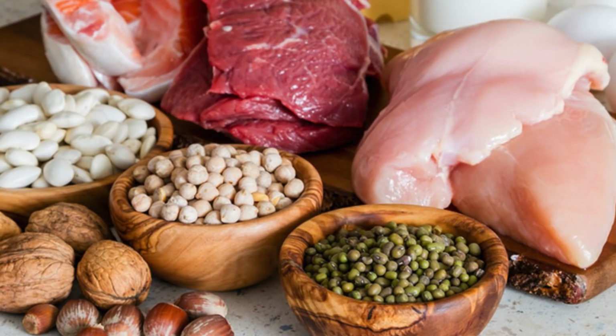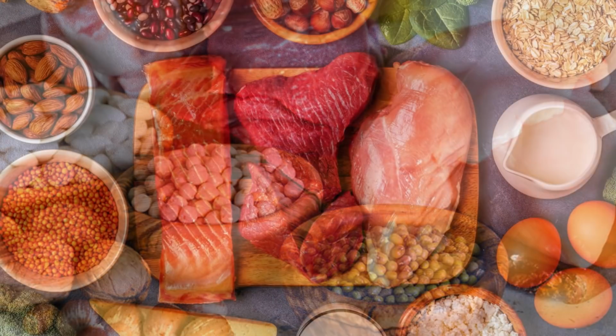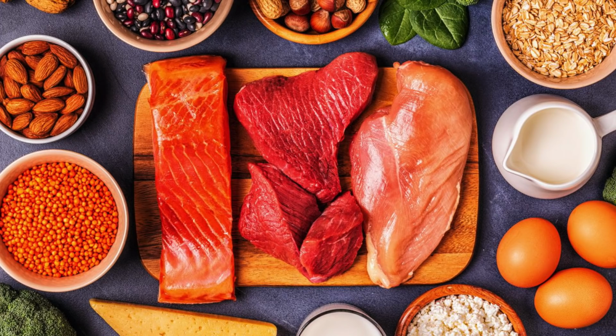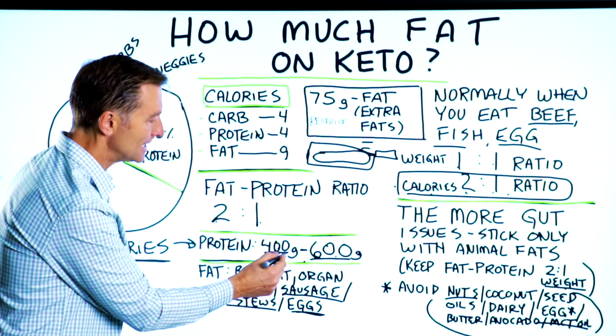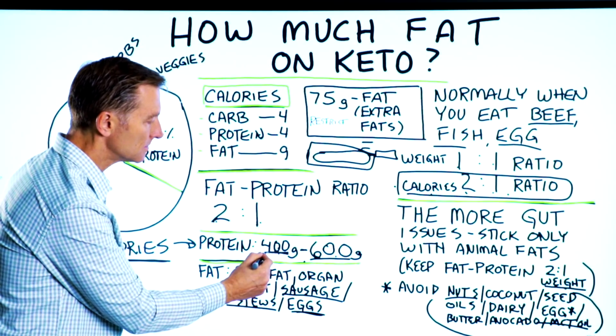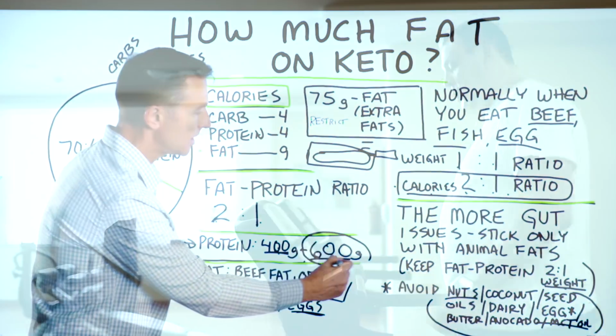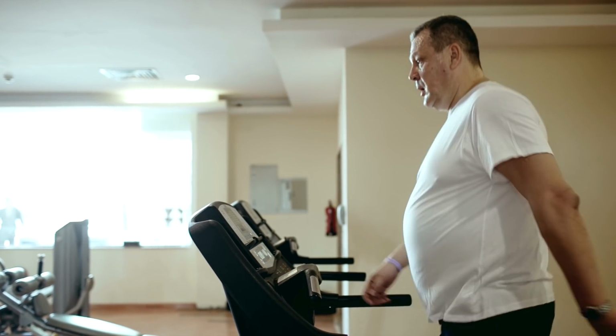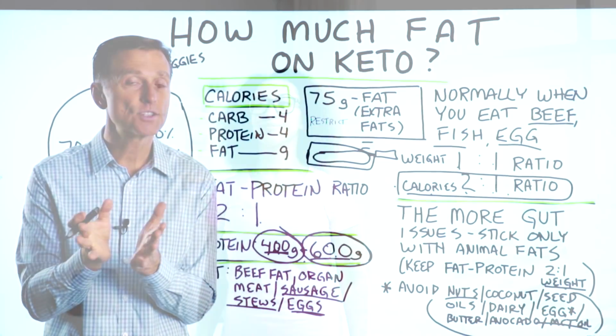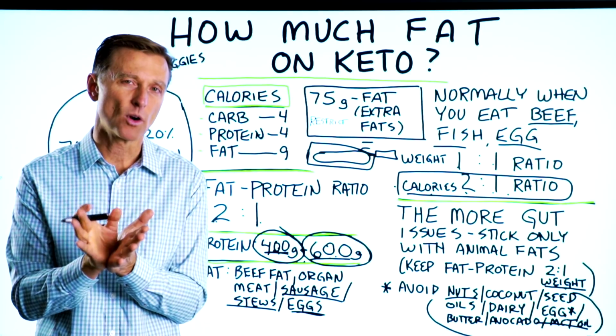So if you're weighing protein foods like fish, egg, or beef, this is ideally per day. If you target between 400 and 600 grams, 600 would be someone that's more active, a larger person, and 400 would be a smaller person. And in the description down below, I gave you more examples.